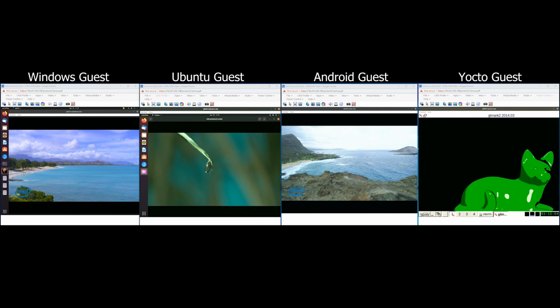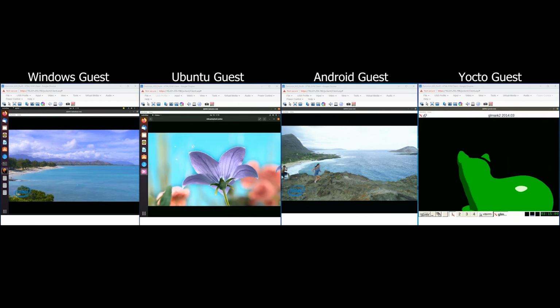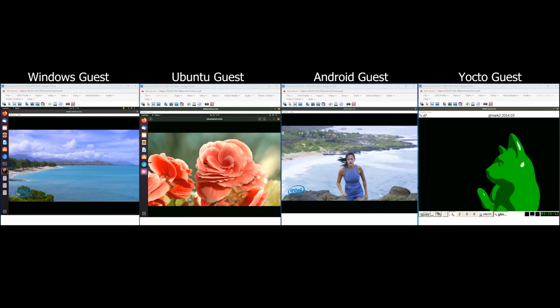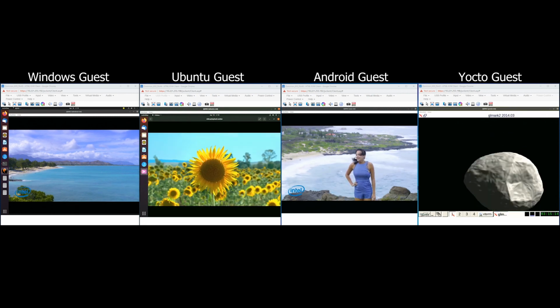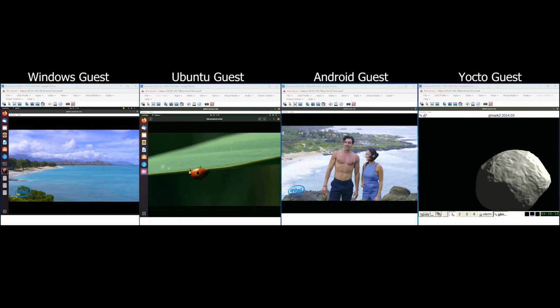The first virtual machine is Windows 10 Guest OS, the second virtual machine is Ubuntu Guest OS, the third virtual machine is Android Guest OS, and the last is Yocto project-based Guest OS.